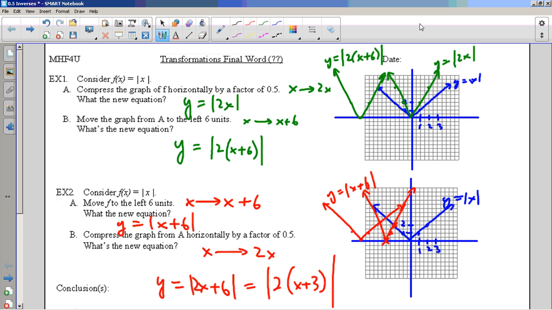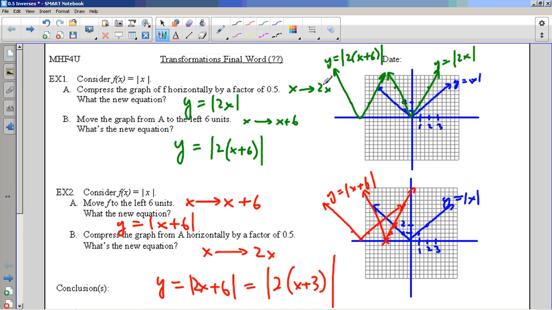So I'm going to go through this fairly quickly now. You see my answers right there in front of you. But if you haven't tried this, you should try it on your own, please and thank you. Okay, in example one, we're given the absolute value function, which is this blue one here, and we're asked to compress the graph of f horizontally by a factor of 0.5.